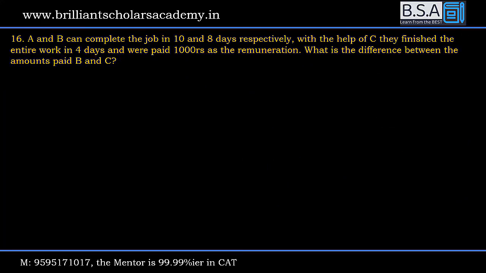Take your time. Take a minute. Give it a try. A and B can complete the job in 10 and 8 days respectively. With the help of C, they finish the job in 4 days and are paid rupees 1000 as remuneration. Means salary, payment for work. What is the difference between amounts paid to B and C? Very straightforward question. Take 1 minute. Solve and answer.